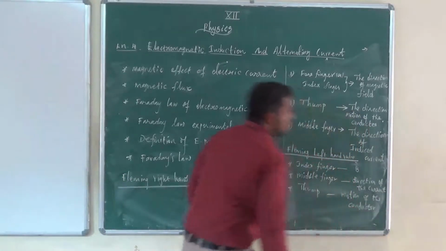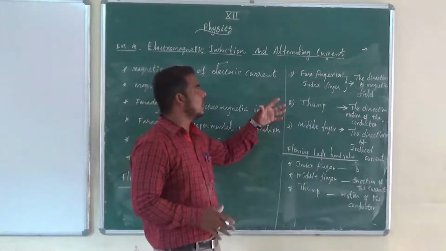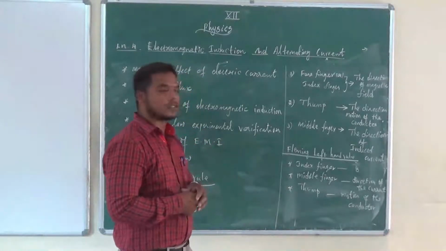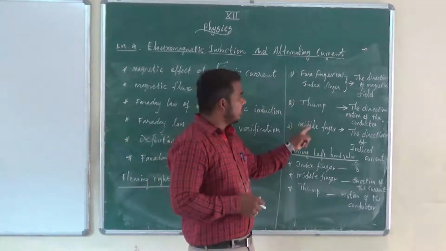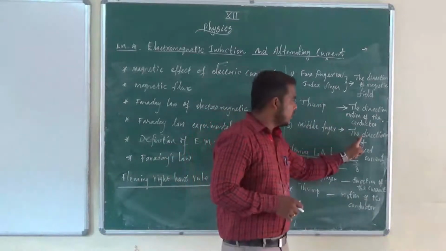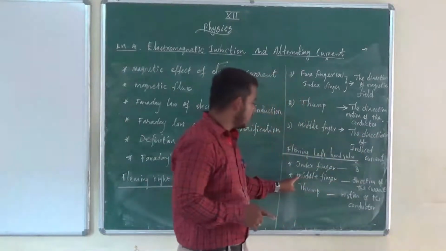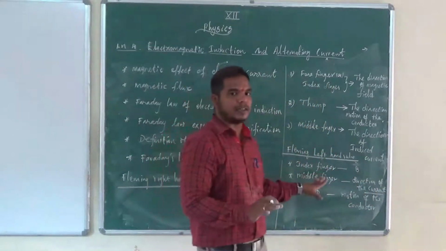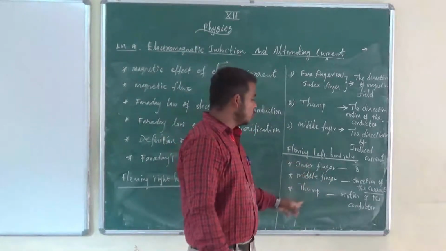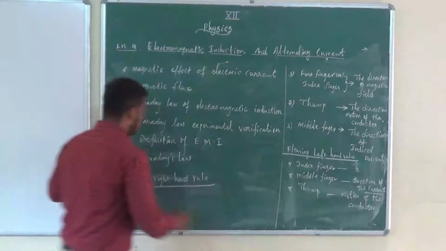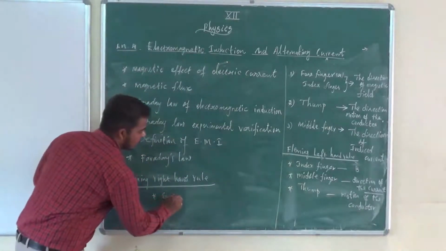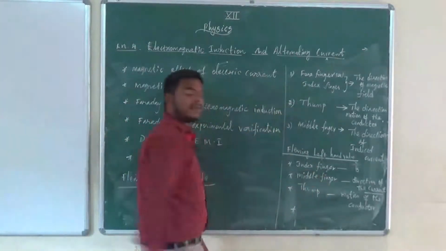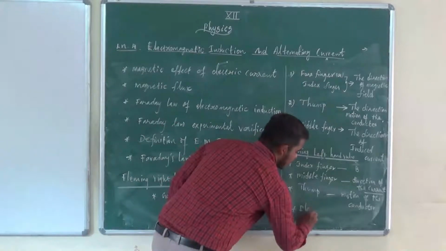So you will get an idea of the difference between the right hand rule and left hand rule. If you look closely, here the middle finger shows the direction of induced current, but here the middle finger shows the direction of the current, not the induced current. The Fleming right hand rule is used in generators. But the Fleming left hand rule is used in electric motors.